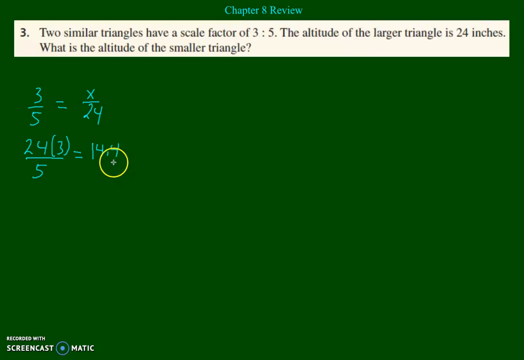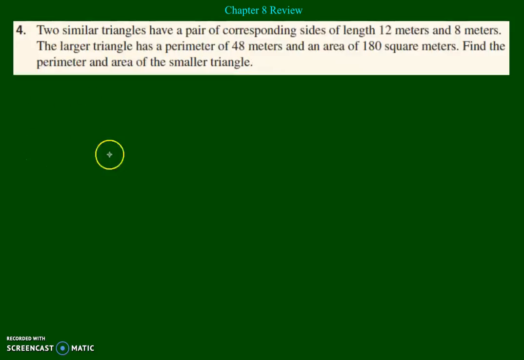So not too bad of a problem. Pretty straightforward. Let's move on to the next problem. This problem tells us that two similar triangles have a pair of corresponding sides of length 12 meters and 8 meters. The larger triangle has a perimeter of 48 meters and an area of 180 square meters. We want to find the perimeter and area of the smaller triangle.